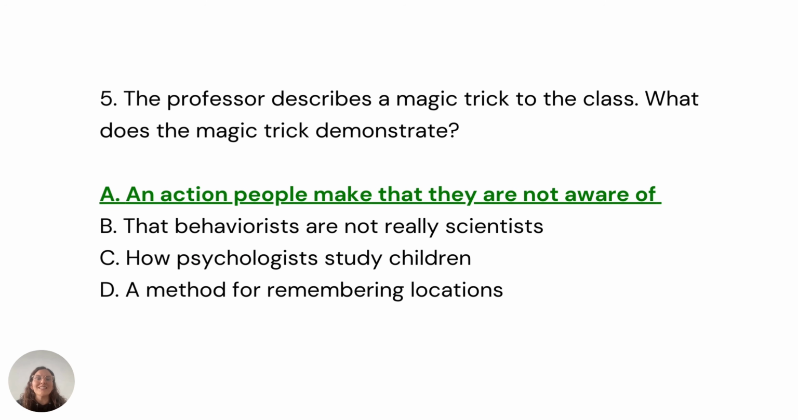Number 5 is A, an action people make that they are not aware of. Again, this really fits the main idea. When you hear this and how it supports the main idea, you want to get that down in your notes, that he's talking about a magic trick.